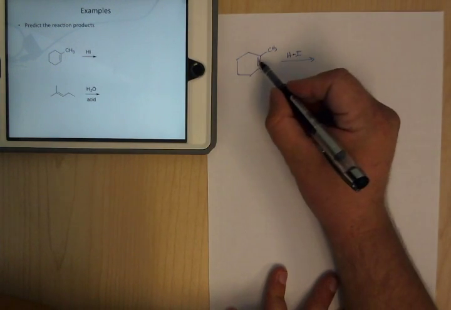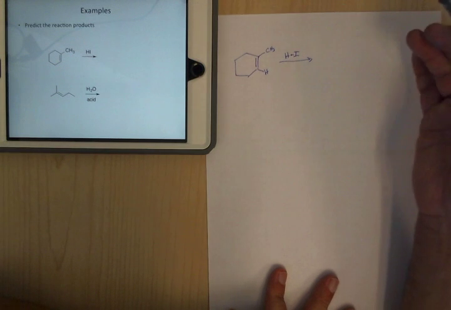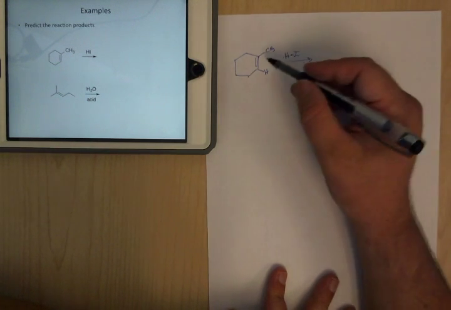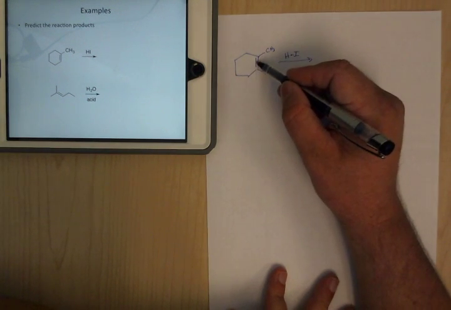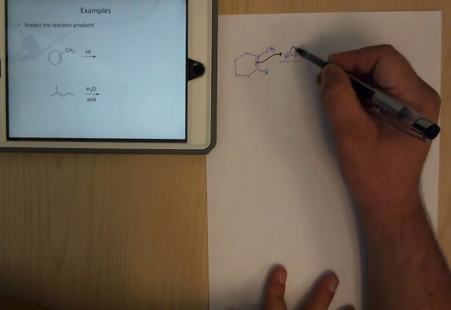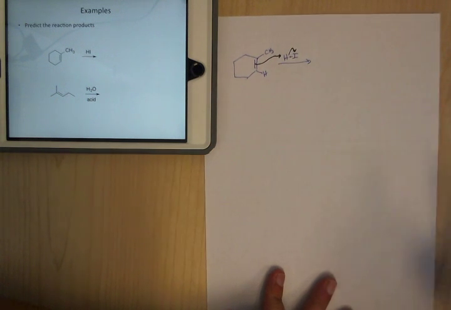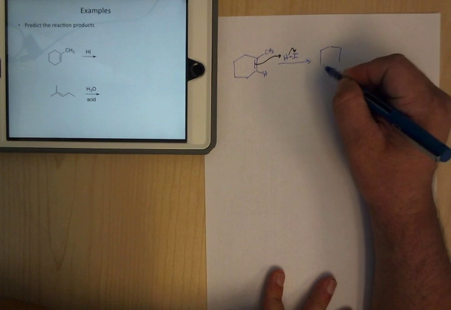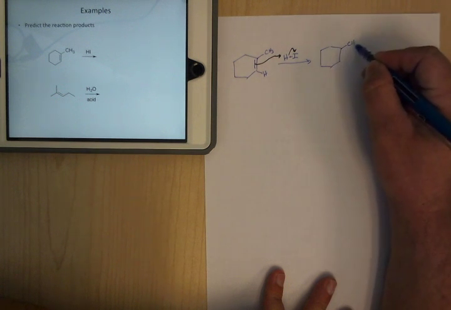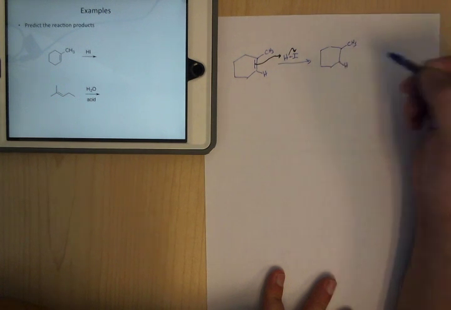If it's just predict the product, you don't have to draw, you just want the product, but sometimes it's easier to go in and draw the mechanism. So here we go. Hydrogen's going to come on. Now the question is, which side does it go on? Which side do we want the hydrogen, and which side do we want the positive charge?